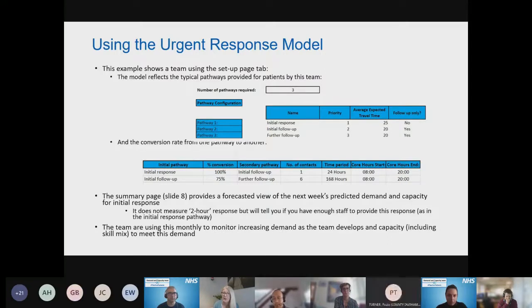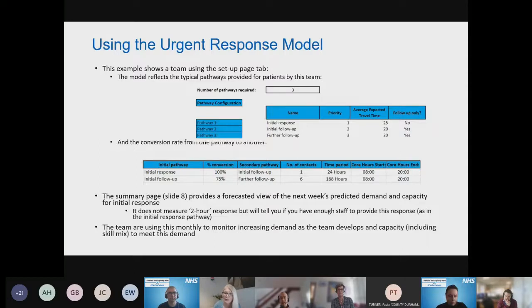They say we provide an initial response, which is that first assessment contact, in the patient's home. They provide an initial follow-up, which is generally the next day, and that can be over the phone, but generally in the patient's home. Then they may provide further follow-up across the next week or 2 if patients need ongoing support with the treatment. On this page we can also start to tell the model a little bit about how we get to patients.